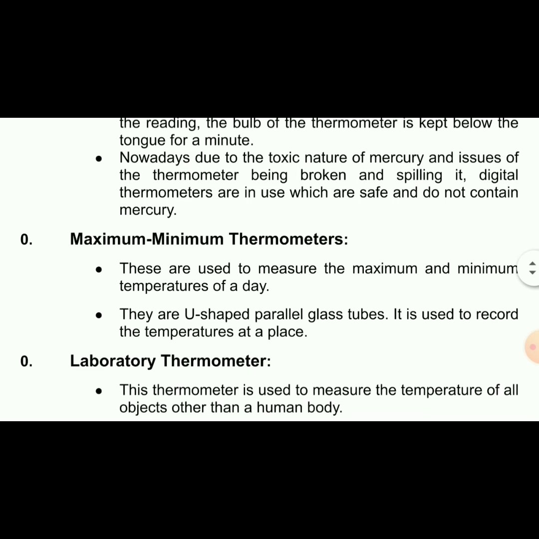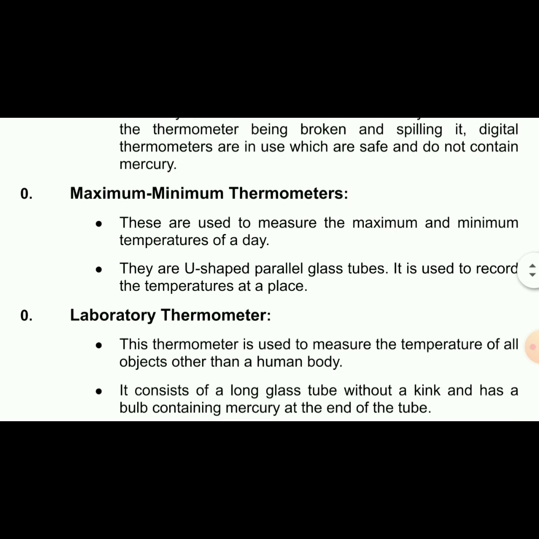The second type of thermometer is the maximum minimum thermometer. These are used to measure the maximum and minimum temperature of a day. They are U-shaped parallel glass tubes. It is used to record the temperature at a place.